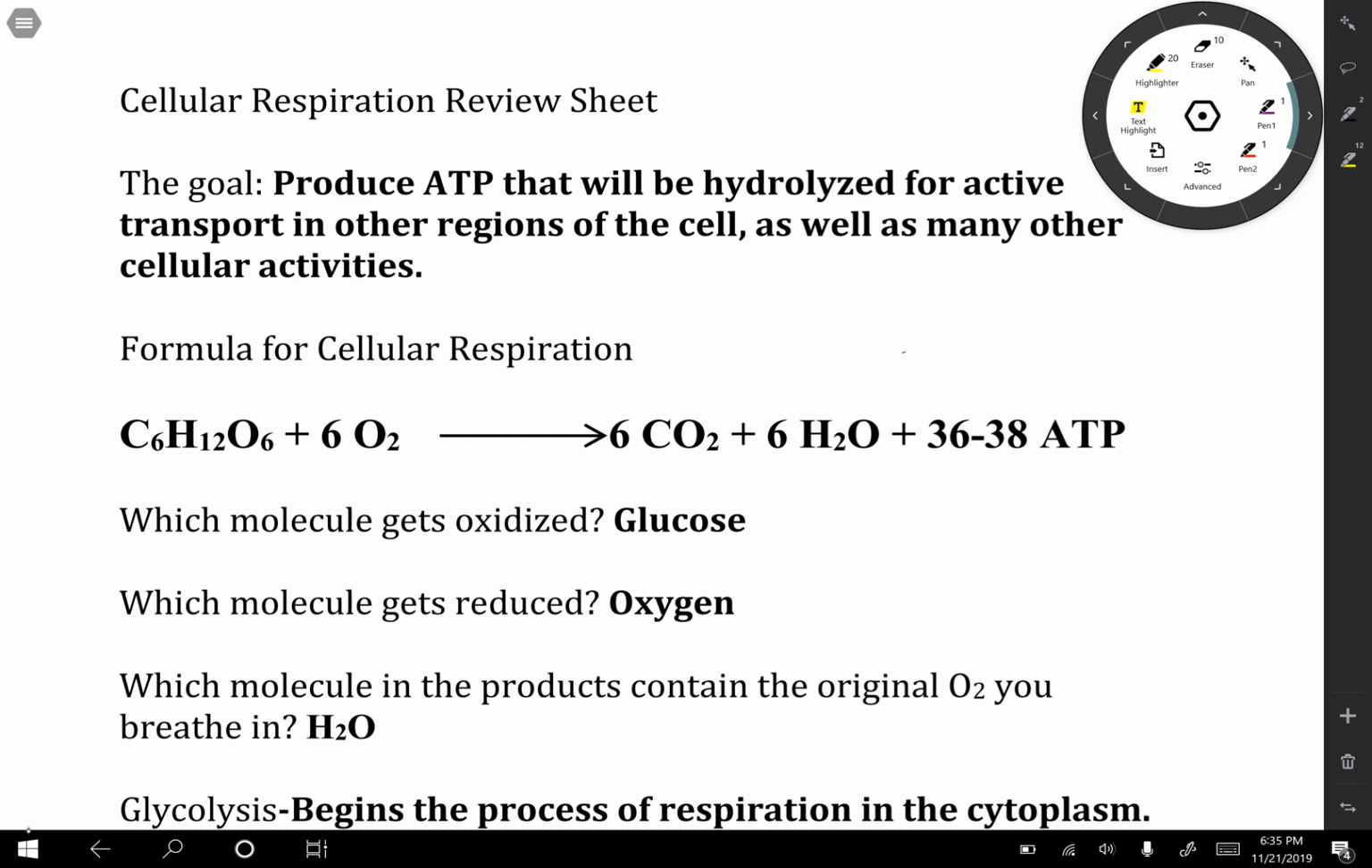Here, the goal is to produce ATP, and we'll find out later that aerobic respiration is going to generate somewhere in the 30 range of ATPs, 36 to 38, and anaerobic is going to yield 2 ATPs. But either way, what the cell will do with that ATP is hydrolyze it. Now, in case we forgot what hydrolyze means, that means to break, and to break with water.